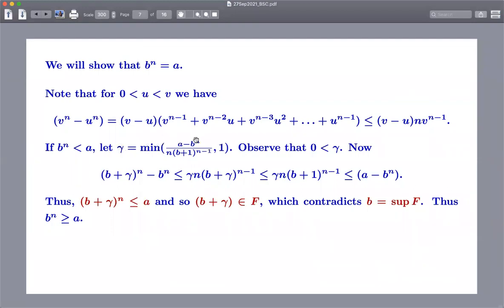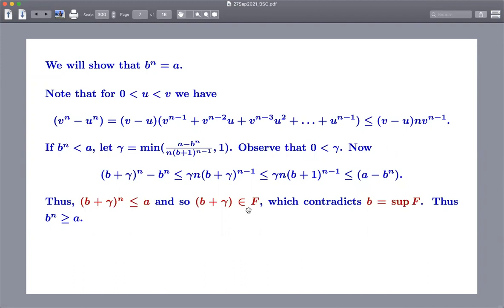And now gamma is less than or equal to each of them. So gamma is less than or equal to a minus b power n divided by this. Multiply by that, and you will get that gamma times n times b plus 1 power n minus 1 is less than or equal to a minus b power n. And now minus b power n and b power n cancel. So you get b plus gamma power n is less than or equal to a. So b plus gamma therefore is in f, which contradicts.